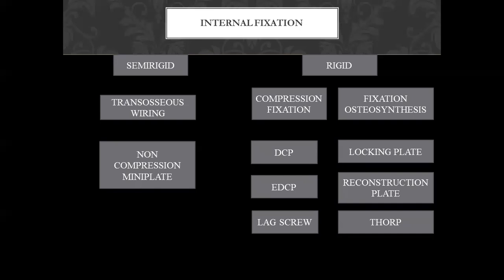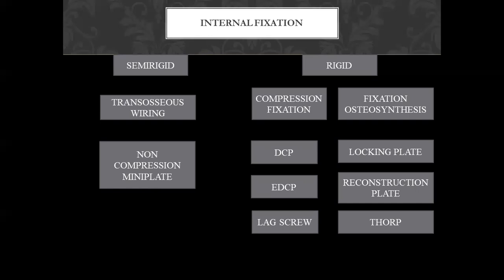So we have to see what all these semi-rigid fixations are. Transosseous wiring. The name itself states that it's a wire which is going to transverse the bone, so it's across the bone. Transosseous wiring, non-compression mini plate. Rigid fixation has two types, which are compression fixation and fixation osteosynthesis.